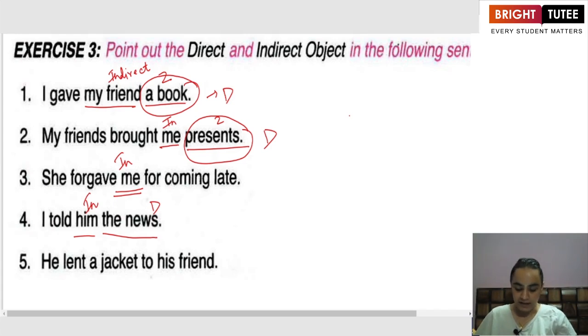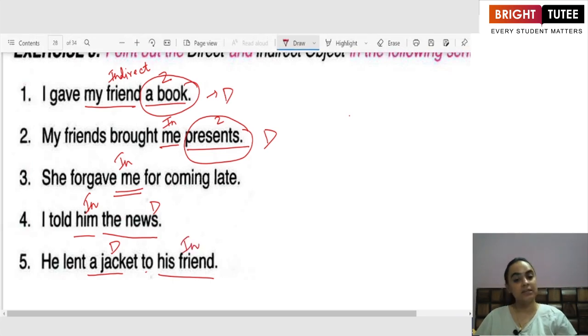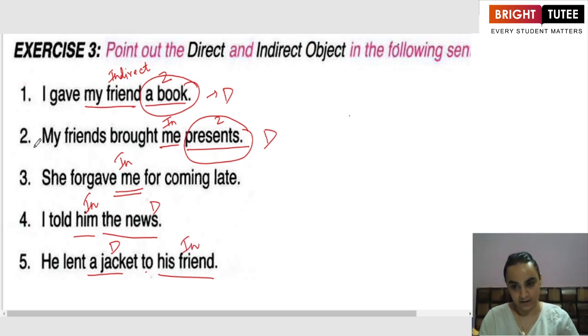He lent a jacket to his friend. Again, two objects, a jacket and his friend. What is the name given over here? A jacket. So that is the direct object. And who received the jacket? His friend. So that is the indirect object.